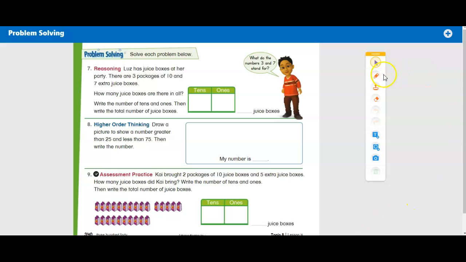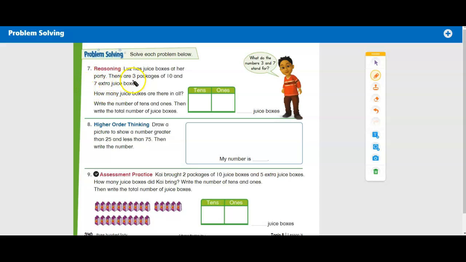For the last page for our math lesson today, we are problem solving. The directions tell us to solve each problem below. Number 7 says reasoning. Luz has juice boxes at her party. There are 3 packages of 10 and 7 extra juice boxes. How many juice boxes are there in all? Write the number of tens and ones, then write the total number of juice boxes.